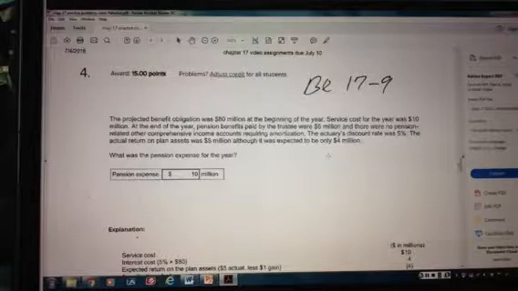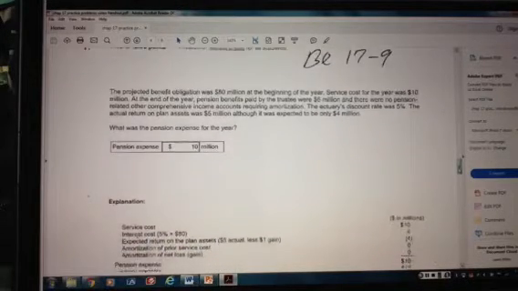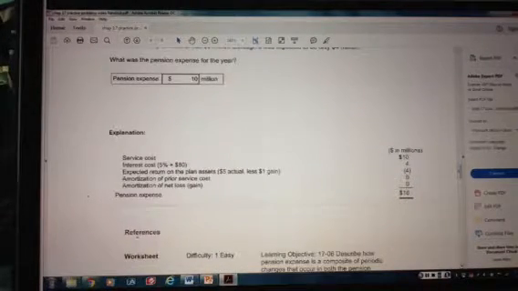So in order to calculate the pension expense, you have to know the components of pension expense. Well, service cost is the first component. That was $10 million. Now, the interest cost was not given. So we have to calculate the interest cost. Let's look at the answer here. The service cost that was given at $10 million. The interest cost, that's a formula.